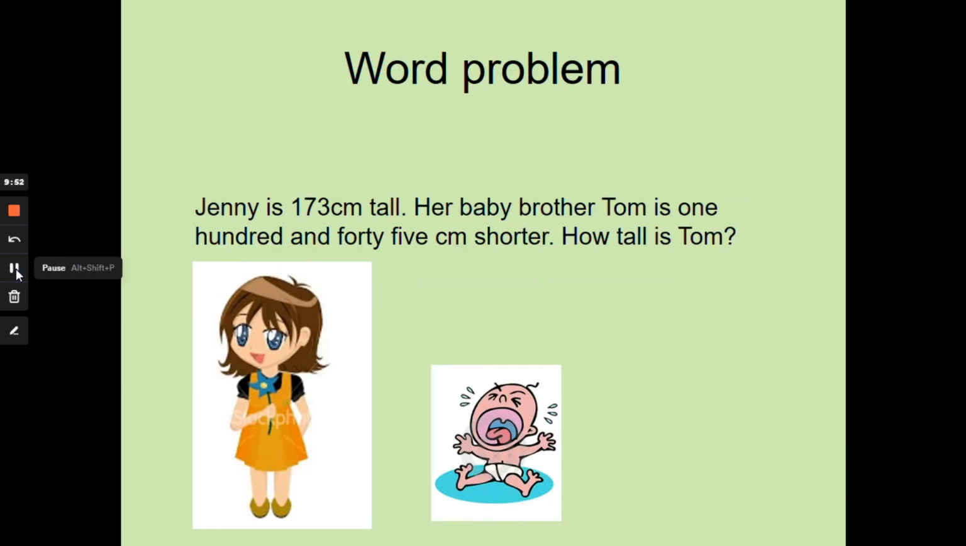And finally, Jenny is 173 centimetres tall. Her baby brother Tom is 145 centimetres shorter. How tall is Tom? Again, it's another takeaway. The big number goes on top, so that's 173, take away 145. Remember to line up the columns so you don't get mixed up. Can you work that one out, please? And remember to send your work into the Edge Academy and it will get marked.